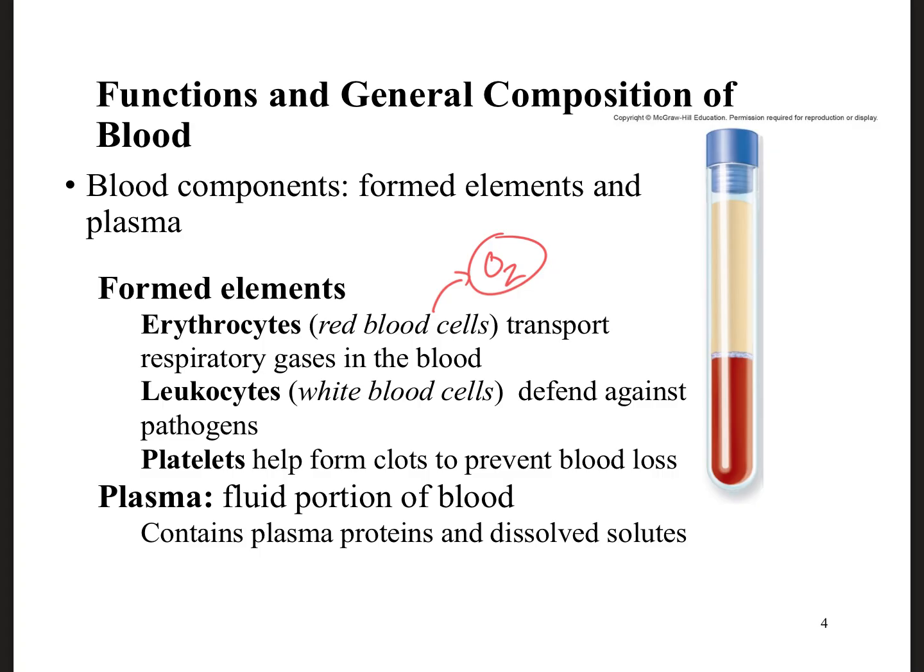And then platelets, which are also called thrombocytes. I'm going to put these in purple. Platelets are also called thrombocytes. They help to form clots, right, that prevent blood loss. And the clot is also called a thrombus.